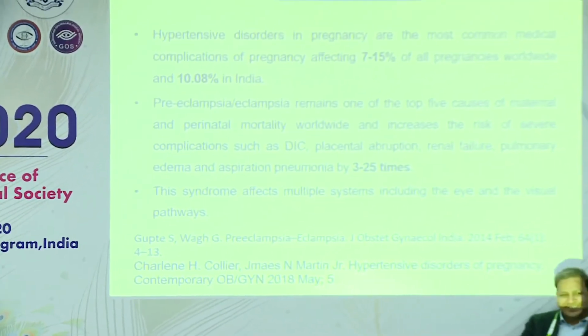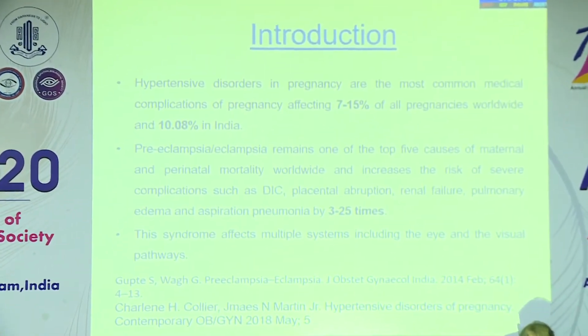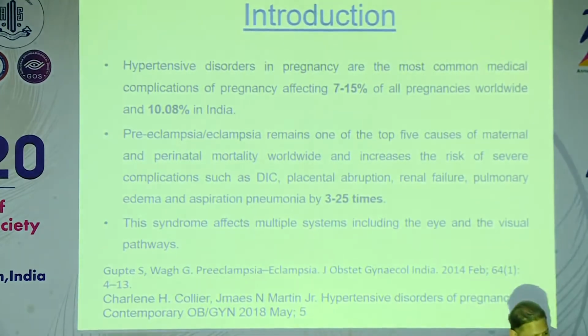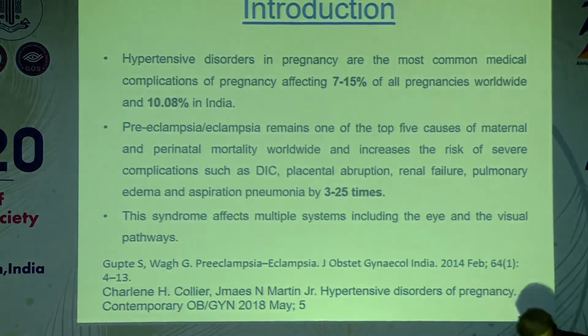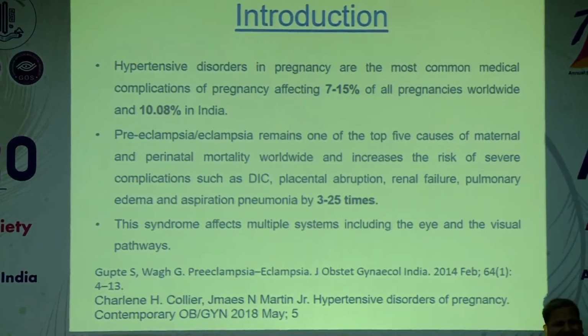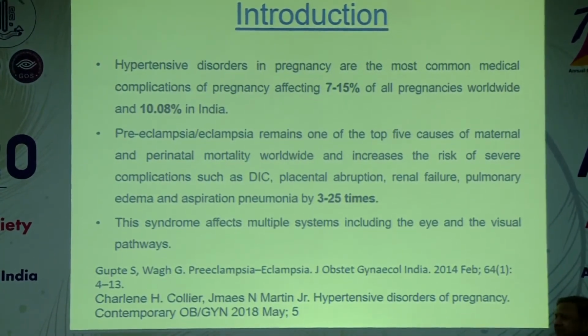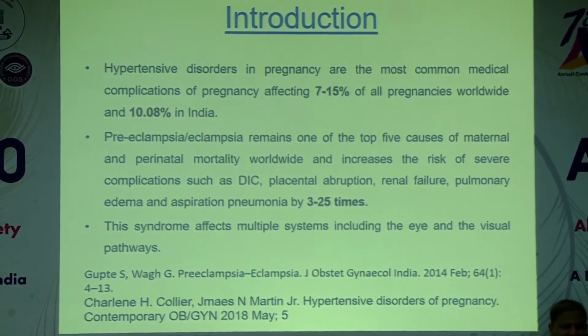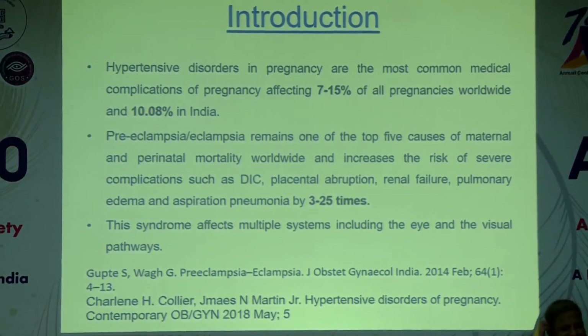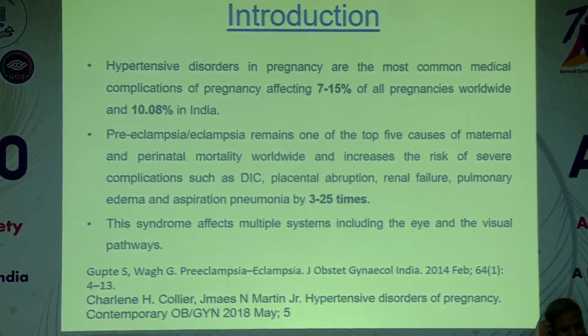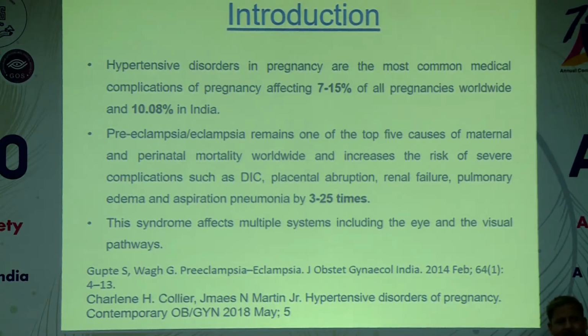So why are we interested in this disease? Because hypertensive disorders in pregnancy are the most common medical complications of pregnancy, affecting about 7 to 15% of all pregnancies worldwide and about 10% of them in India. And the preeclampsia-eclampsia continuum remains one of the top 5 causes of maternal and perinatal mortality worldwide and increases the risk of severe complications such as DIC, placental abruption, renal failure, pulmonary edema, and aspiration pneumonia by about 3 to 25 times in these cases.